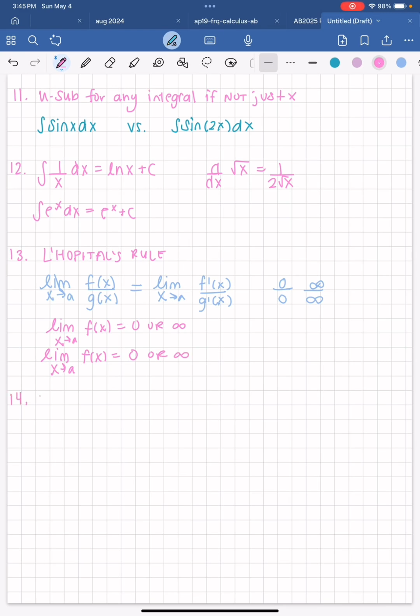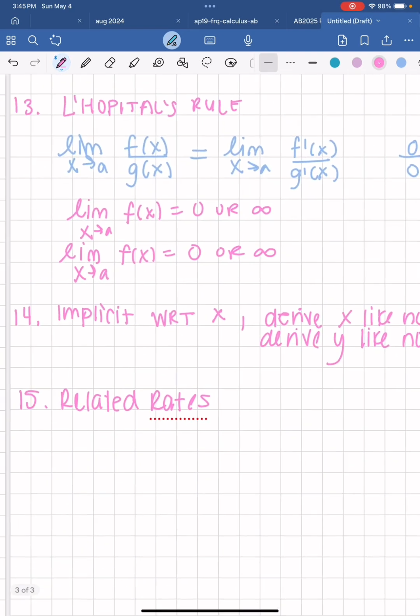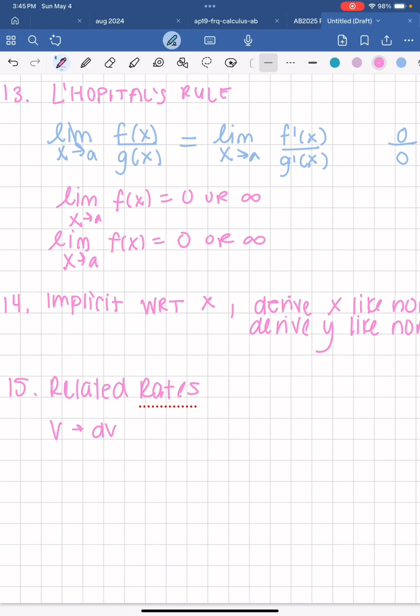All right, 14. If you're doing implicit differentiation with respect to x, then you derive x like normal. But when you derive y, you derive y like normal, but you better tack on a dy dx. And last but not least, when you're doing related rates, whatever variables you see, you better have a dt when you're deriving it. Meaning if you see a v, there better be a dv dt. If there's an h in your volume formula or whatever you're deriving, there better be a dh dt, and so forth.